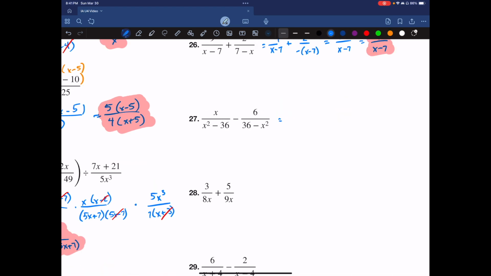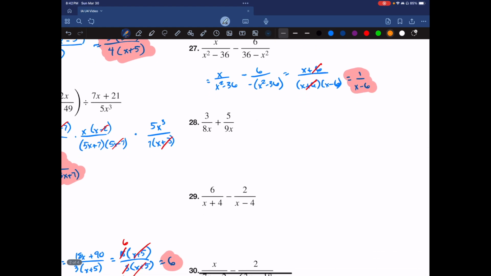All right, once again, you have x over x squared minus 36 minus 6 over. If I take a negative out, I can get the x squared minus 36 to show up again. But because the top is already x minus 6, I can bring this negative up, I get x plus 6. Also, you may recognize that x squared minus 36 is a difference of two squares. So this is going to be x plus 6, x minus 6. So I can get rid of the x plus 6's. And my answer is going to be 1 over x minus 6.